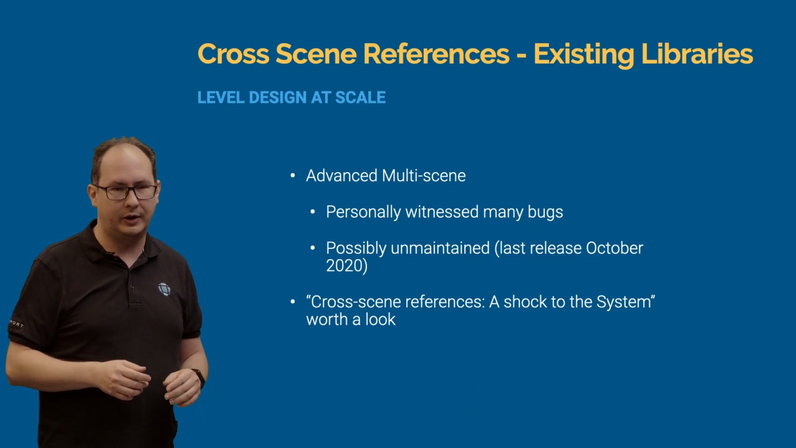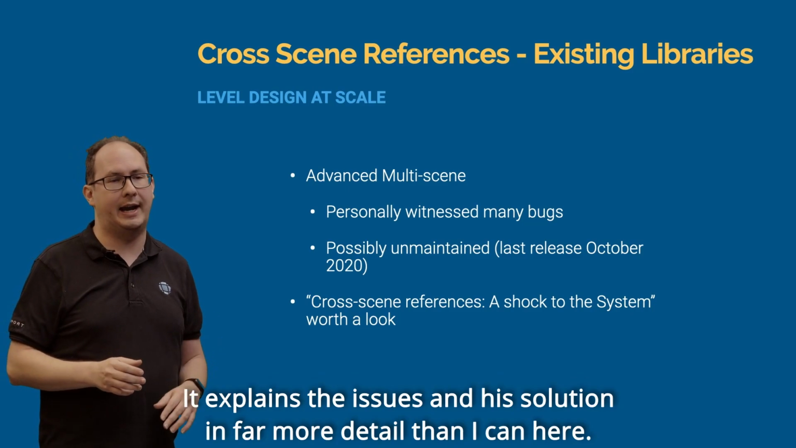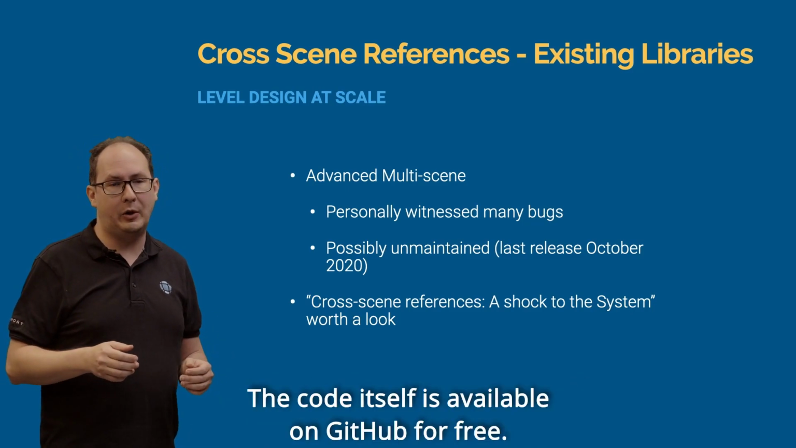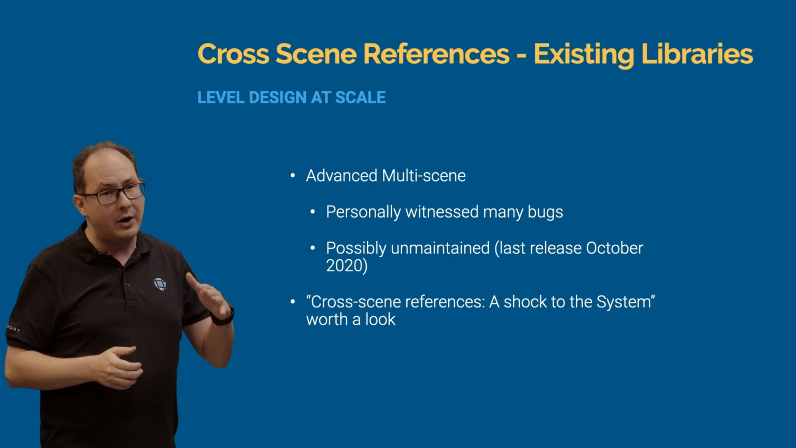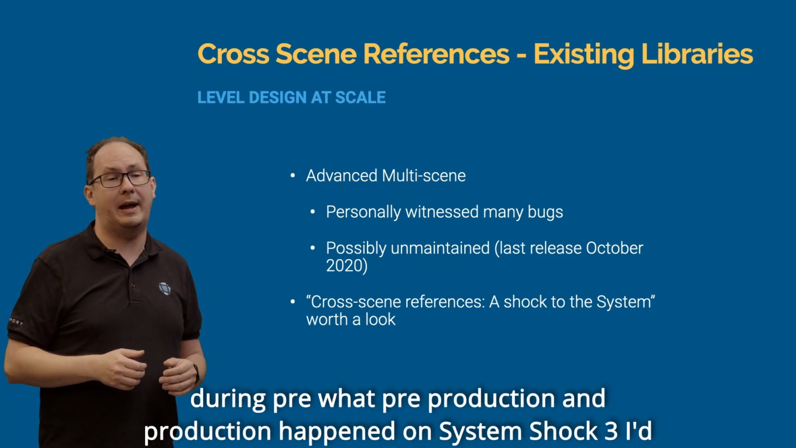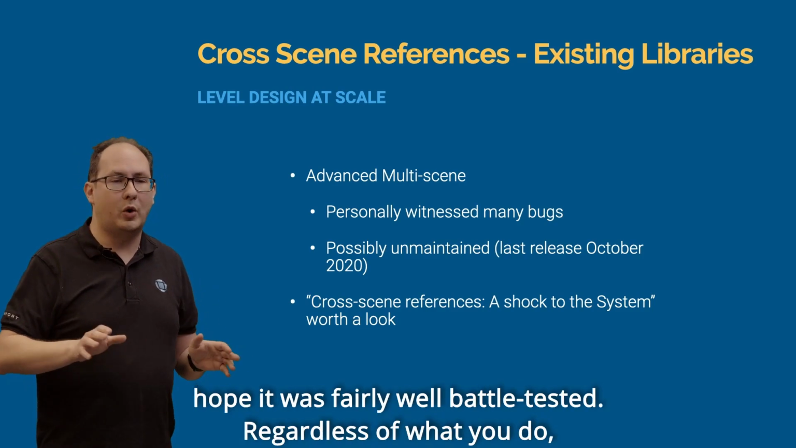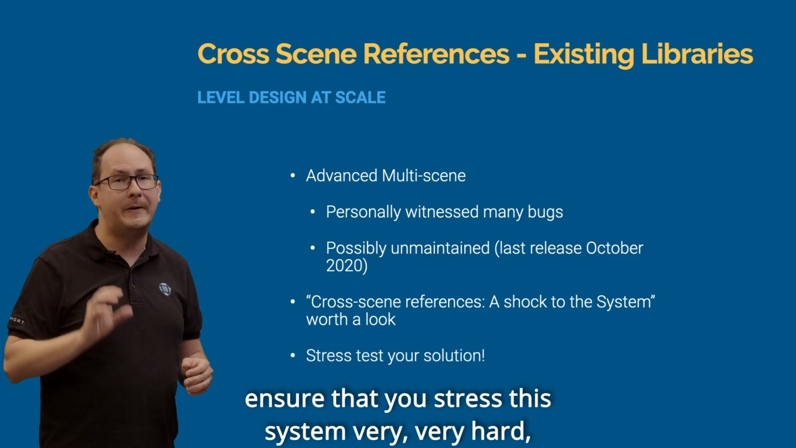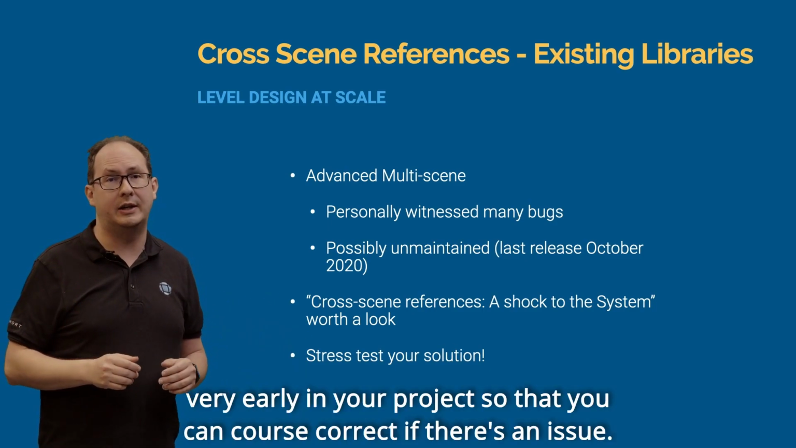William Armstrong from Unity has a talk entitled Cross-Scene References, a Shock to the System. It's well worth a look. It explains the issues and his solution in far more detail than I can here. The code itself is available on GitHub for free. I've not personally battle tested this framework, but in theory, during what pre-production and production happened on System Shock 3, I'd hope it was fairly well battle tested. Regardless of what you do, ensure that you stress this system very hard, very early in your project, so that you can course correct if there's an issue.